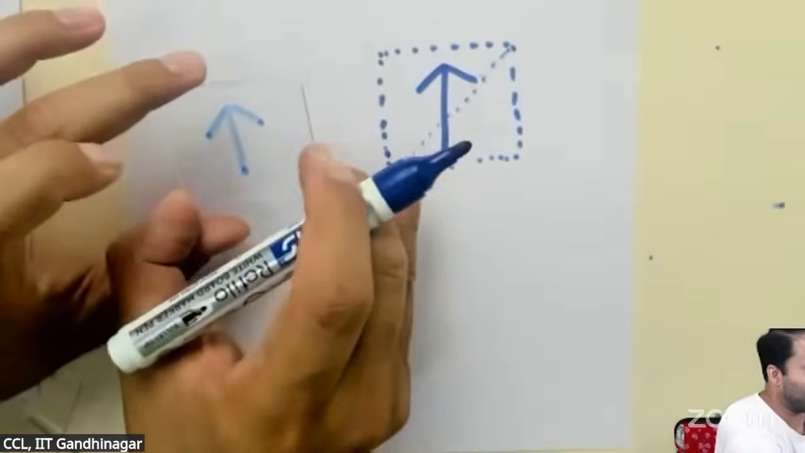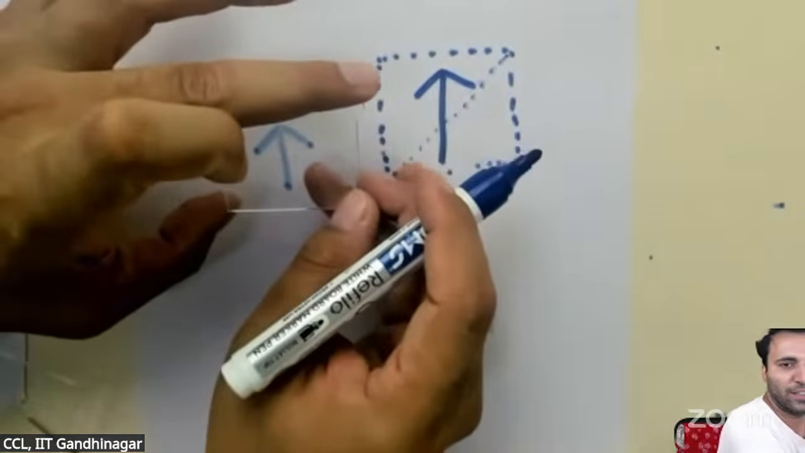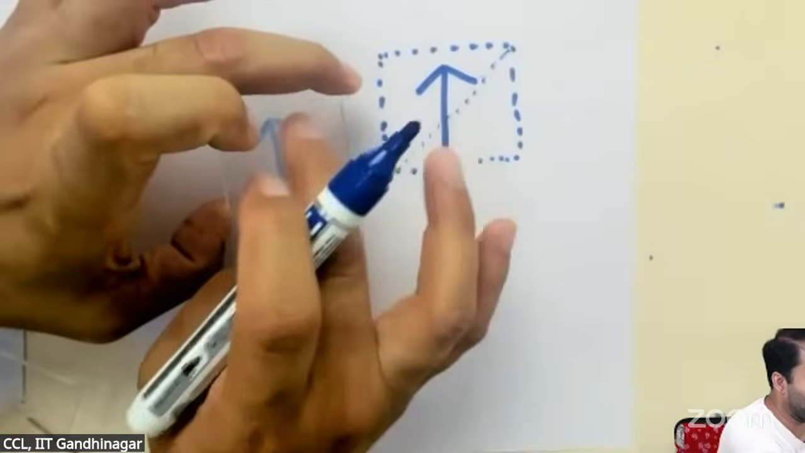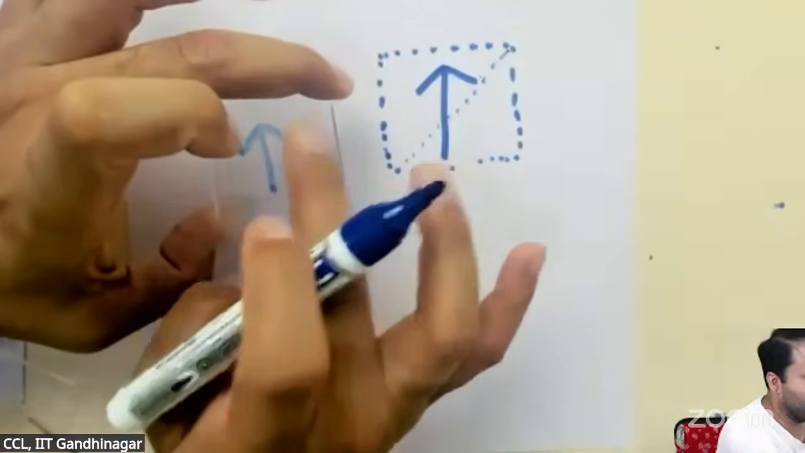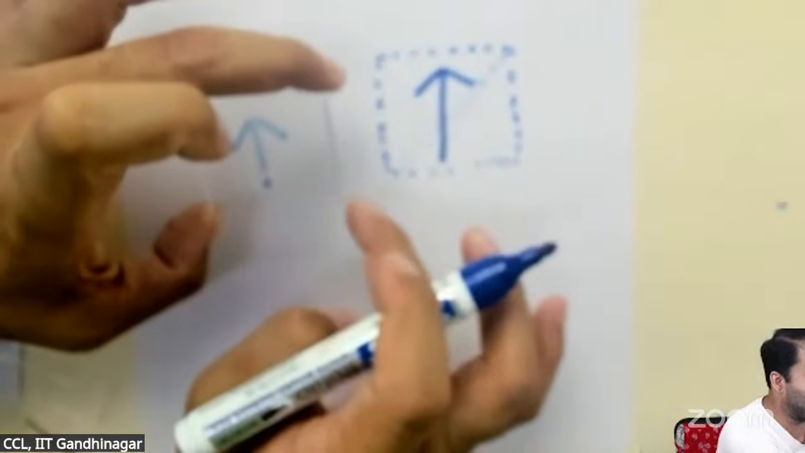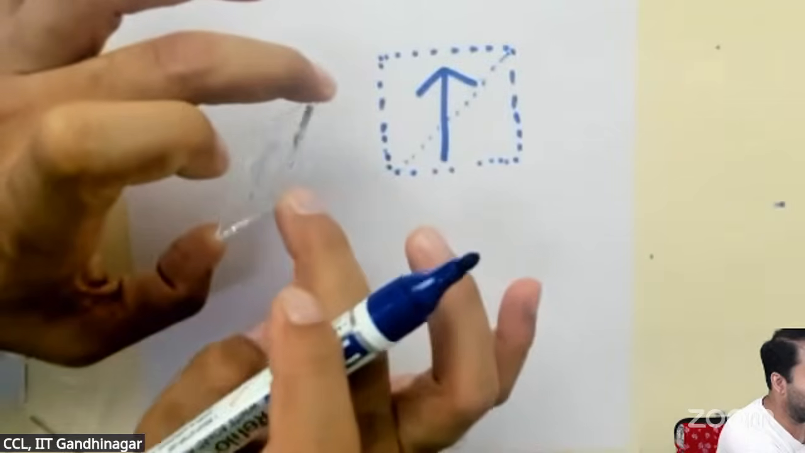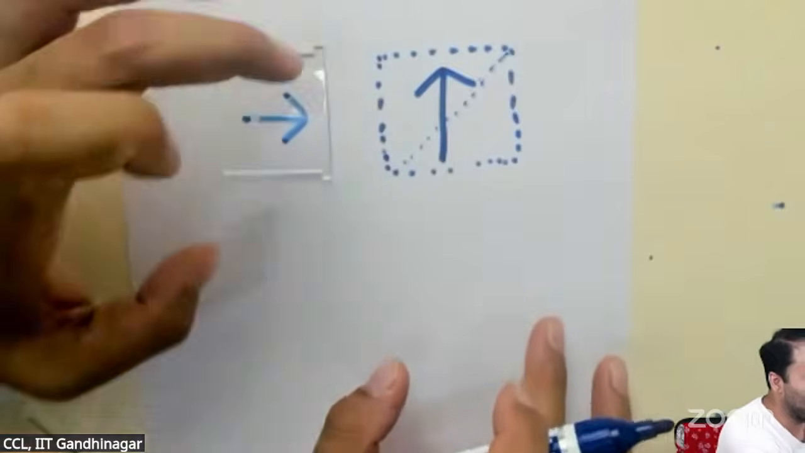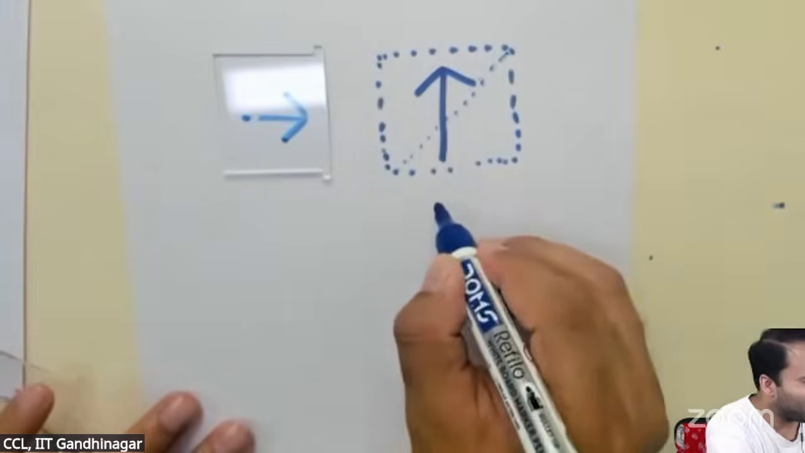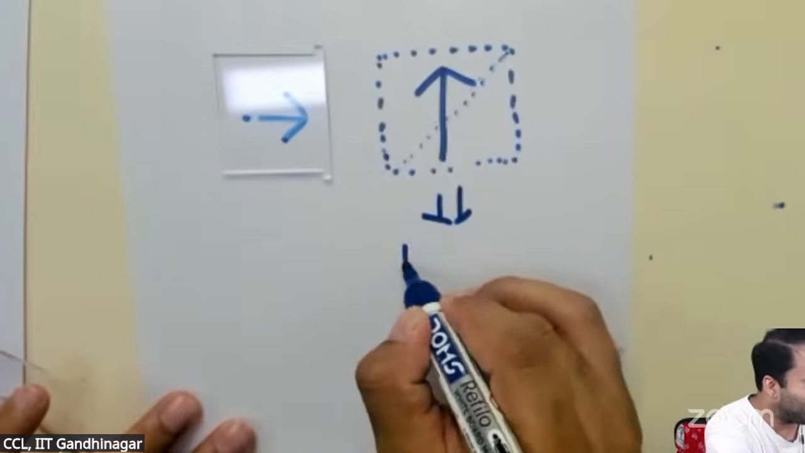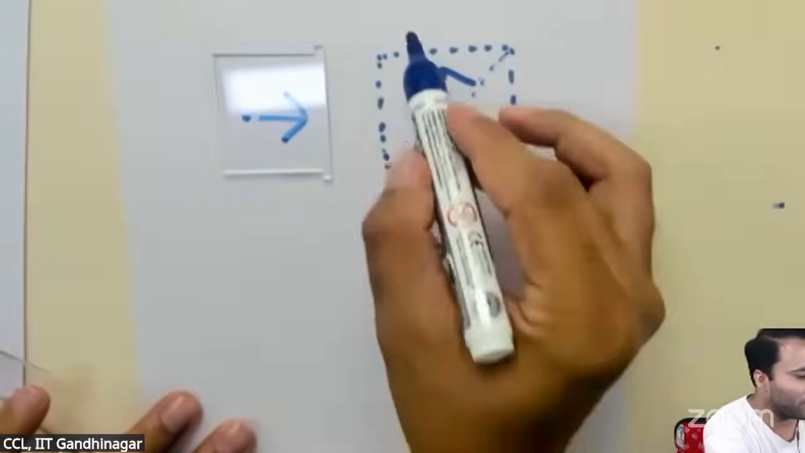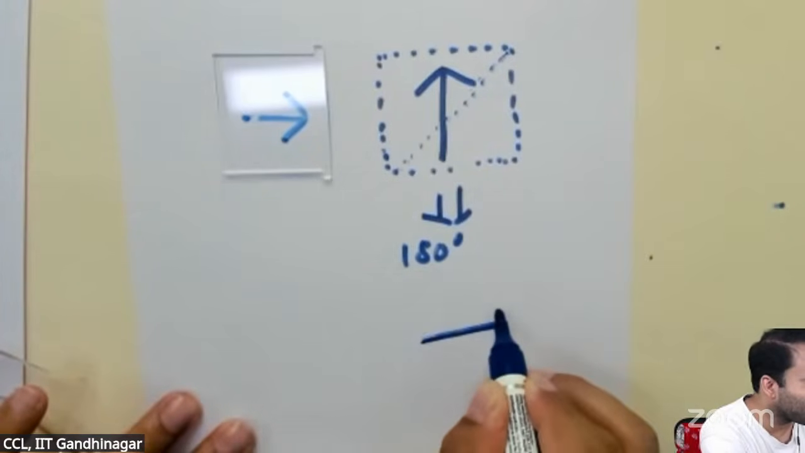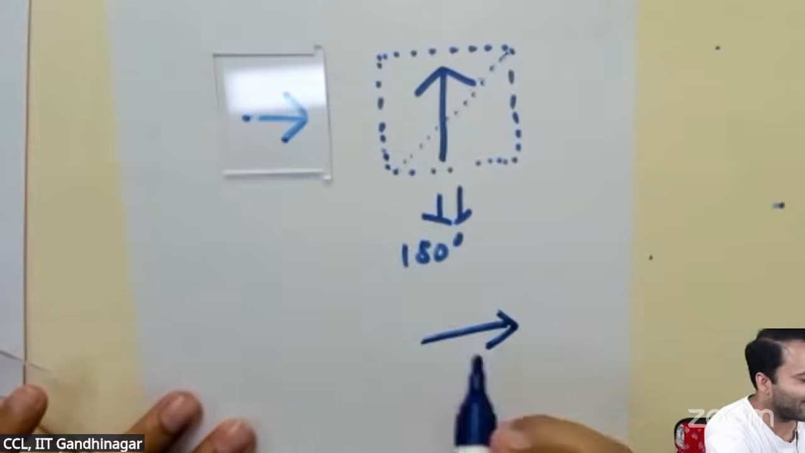So let me flip it diagonally from here. So now this is my rotation, it is happening around this axis. And then if I flip, you see that the 180 degree flip around this axis has made the arrow point out towards the right.